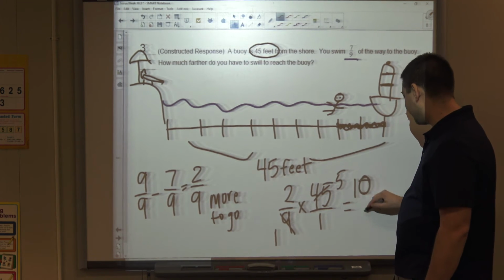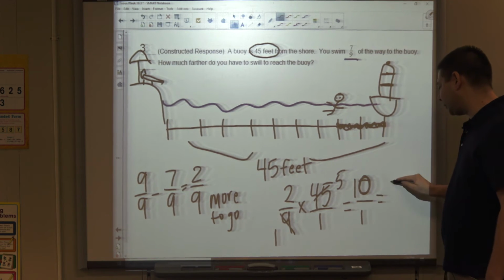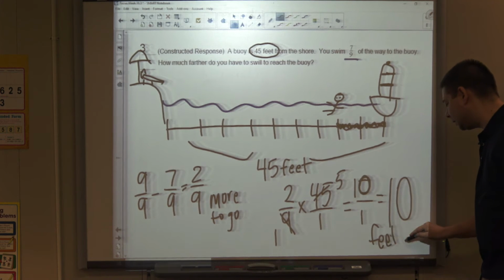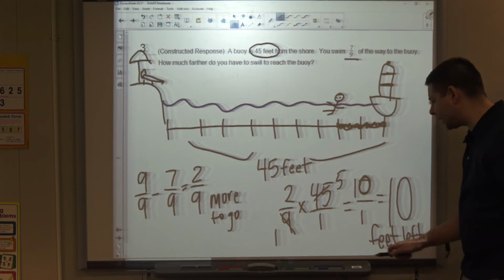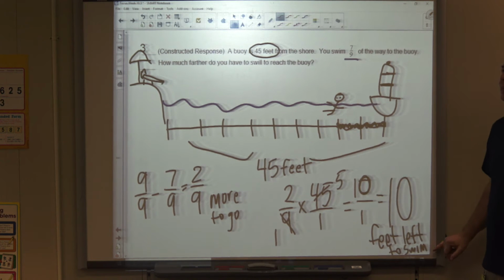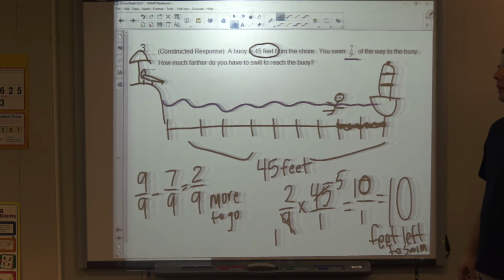I almost wrote something different. I don't know what I was thinking. And then 1 times 1 is 1. That's 10 over 1, which is really just 10. And I can label that as feet left to swim. I am finding the very bottom corner of my smartboard, but I hope you get the idea. So I have 10 feet left to swim. That's what 2/9 would be, 10 feet, according to this problem.